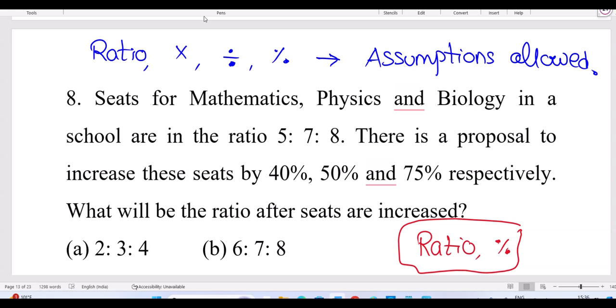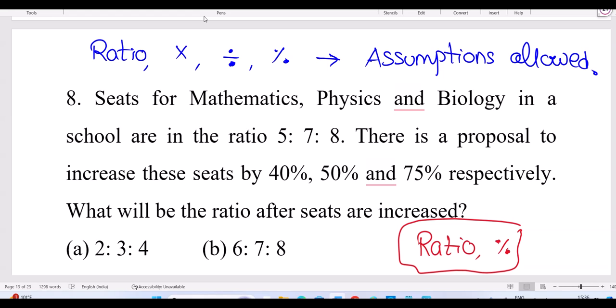Assumptions allowed. In the sense, what I mean to convey: maths, physics, biology, what ratio? Maths, physics, biology 5, 7, 8. I can assume maths is 50, physics 70, biology 80. Solve the question, you got the answer. Some other student assumes maths 5000, physics 7000, biology 8000. You also will get the same answer. Who assumed 50, 70, 80, somebody else assumed 5000, 7000, 8000, both will get the same answer.